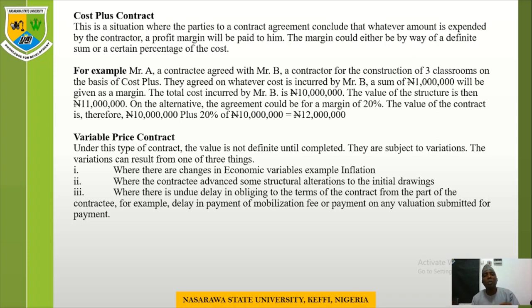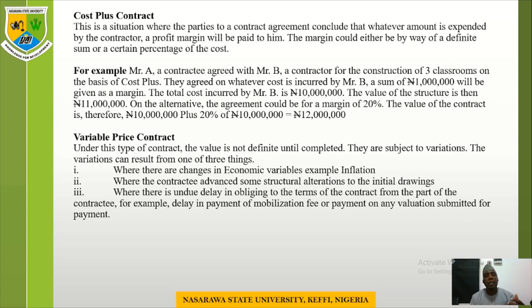Then the value of the contract will be 10 million plus 20% of what? 10 million, which is the cost, making 12 million. This is the case of cost plus. Remember, the margin given was 1 million, while the total cost incurred by Mr. B is 10 million, then the whole value of the contract becomes 11 million because it is cost plus. We will see it in detail when we demonstrate this particular aspect.